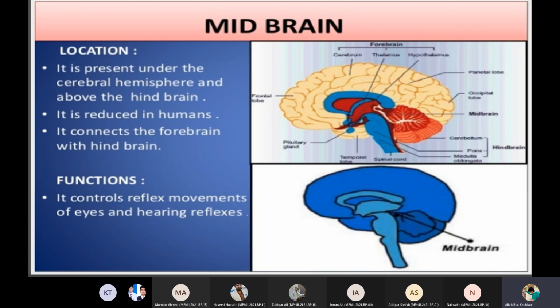So the midbrain is located under the cerebral hemisphere and above the hindbrain. It is reduced in humans and it connects the forebrain with the hindbrain. So the midbrain is in between the hind and the forebrain. Therefore, it is known as the midbrain, and it controls reflex movements of the eyes and hearing reflexes. So this midbrain is engaging these two functions: the movement of eyes and hearing reflexes.